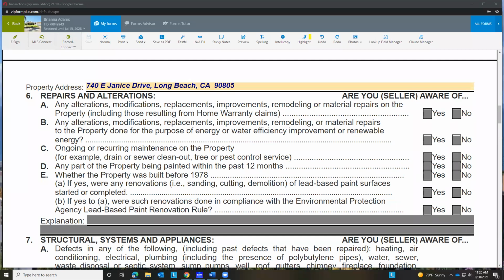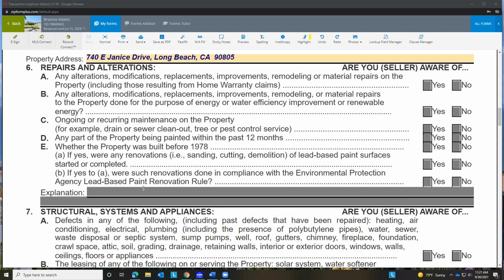If yes, were any renovations, sanding, cutting, demolition of lead-based paint services started or completed? Yes, they were, or no, they weren't. If yes to this question above, were such renovations done in compliance with the EPA lead-based paint removal rule? Yes or no? Most painters have taken or they've gotten that certification about the renovation and what to do with the lead-based paint and how to do it and what to wear and all that stuff. So if these questions are yes, explain them down there. Okay.